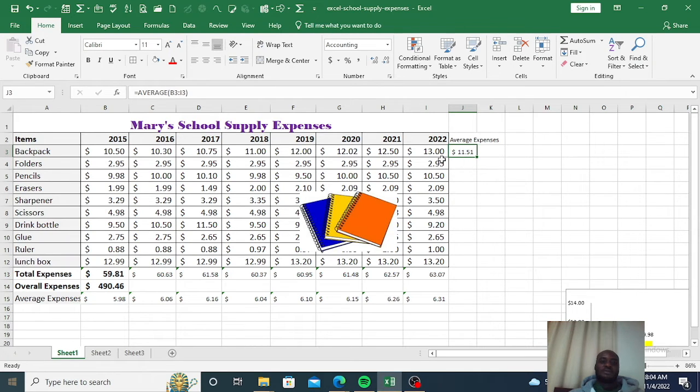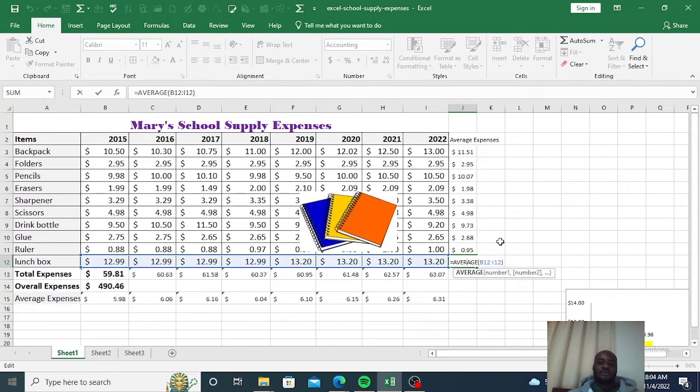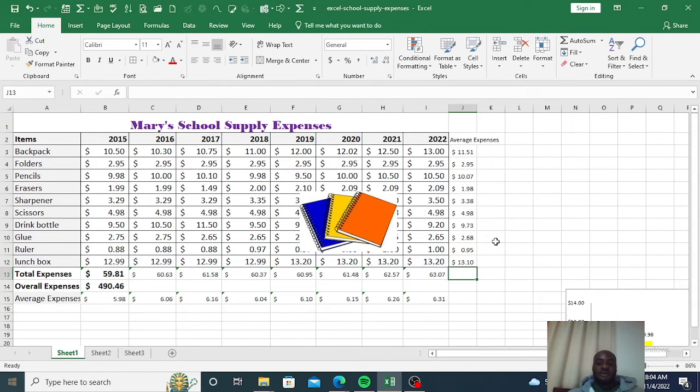Yes, this is averagely a backpack cost about $11.51 from 2015 to 2022. We can equally drag this down. Yes, and Lunchbox, for instance, costs averagely about $18.10 within that period of Mary's school year.